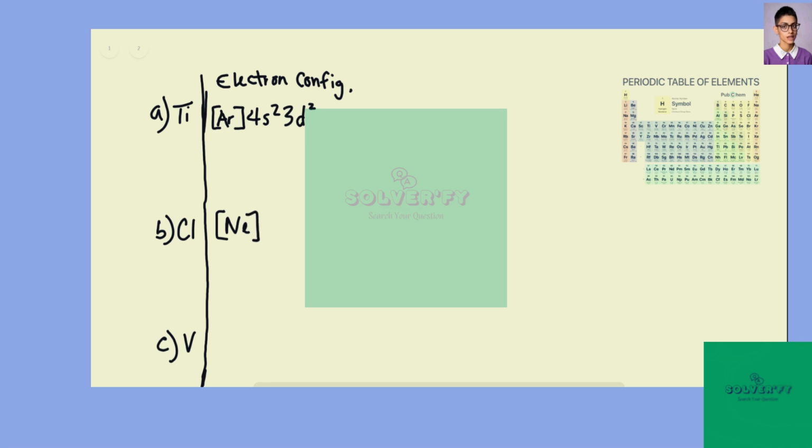Now let's move on to chlorine. And chlorine is all the way back behind argon. So its most recent noble gas will have been neon. So we'll put neon in brackets. And then from there, it will be 3s2, and then 3p5.